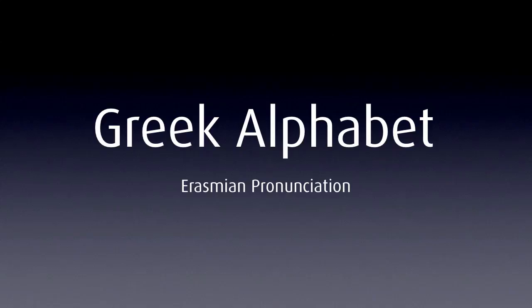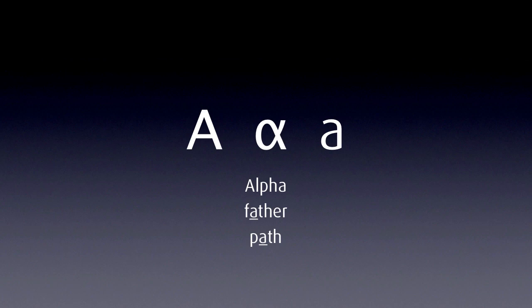This is the Greek alphabet using the Erasmian pronunciation. The first letter of the Greek alphabet is alpha. The first letter on top, going from left to right, is the capitalized form of the Greek letter alpha. Notice that it looks just like the capitalized form of our English letter A.